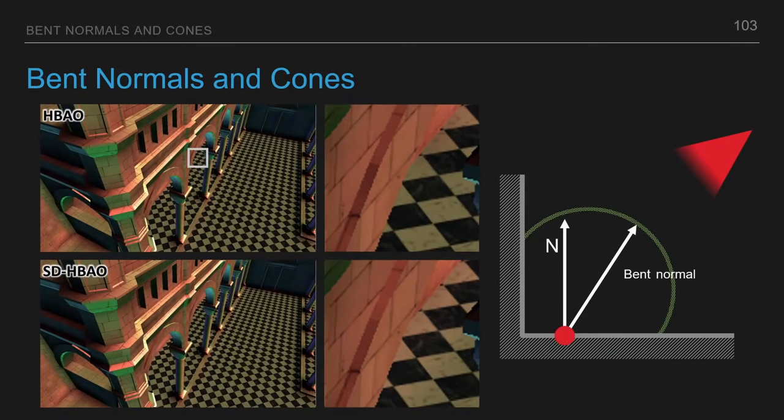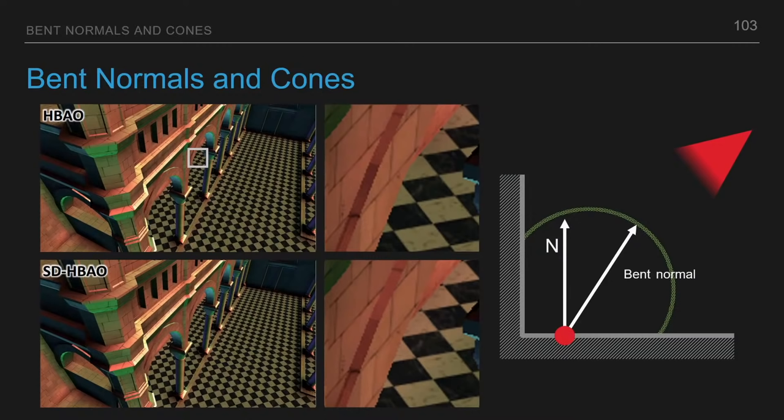When using image-based lighting, for example, one often uses the fragment's normal to determine the light it receives from the environment. To get more accurate lighting, however, a bend normal that points into the average unoccluded direction is used instead, in this example receiving more red light.